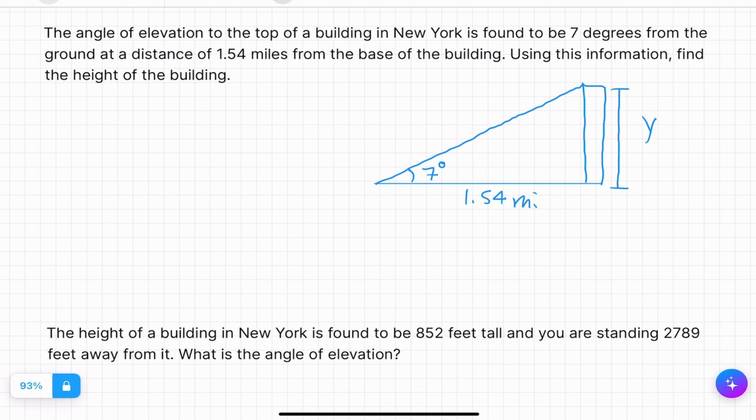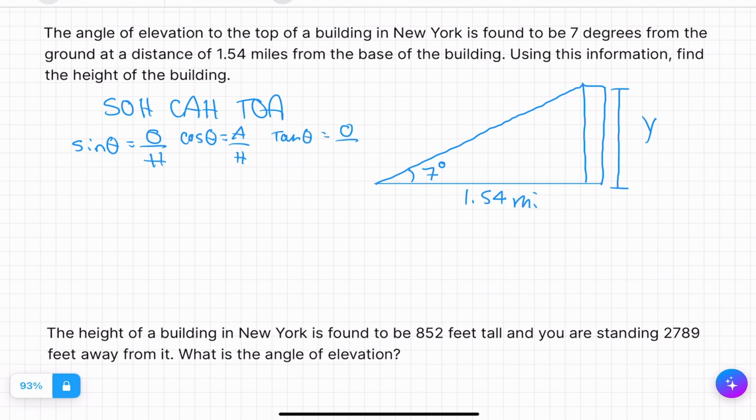Okay, and to solve this problem, we're going to have to use SOHCAHTOA. You might have heard of that before, but I'll cover what that means. SO stands for the sine of theta is equal to opposite over hypotenuse. CA stands for the cosine of theta is equal to adjacent over hypotenuse. And TO stands for tangent of theta is equal to opposite over adjacent.